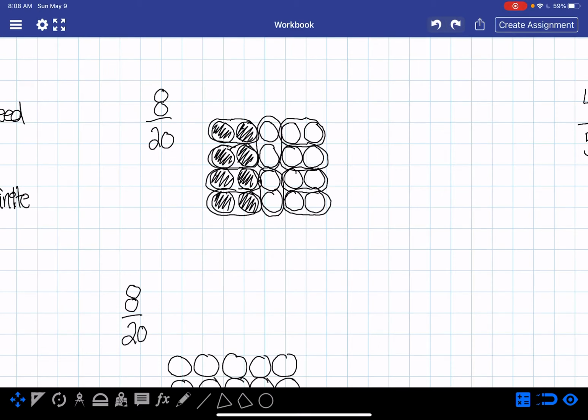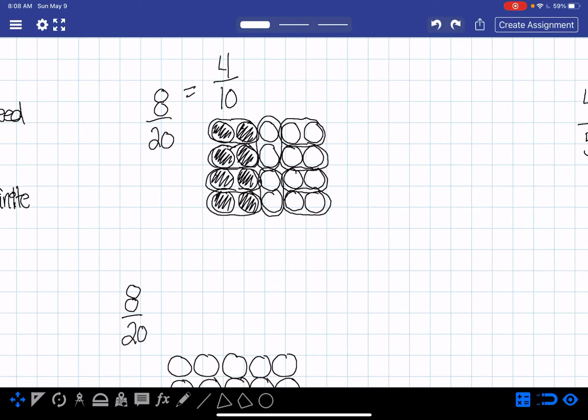So how many groups are there? So here's 1 group, 2 groups, 3 groups, 4, 5, 6, 7, 8, 9, 10, right? So there are 10 groups. Now, of those 10 groups, how many are in color? 1, 2, 3, 4. So what that tells us is that 8/20ths is equal to 4/10ths.